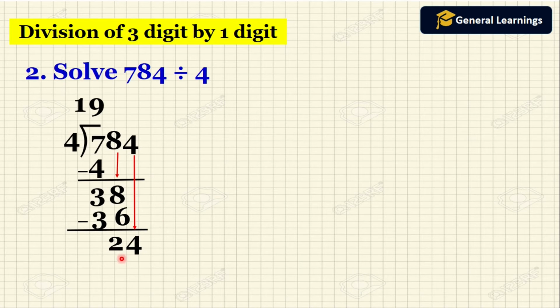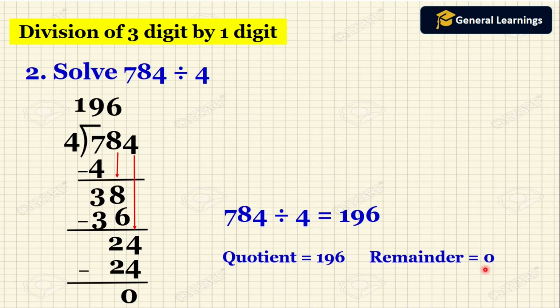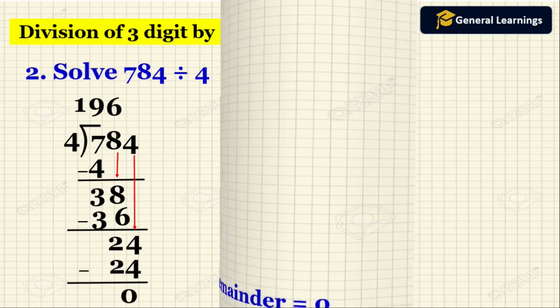Now bring down the next digit, which is 4. Now we need to divide 24 by 4. For that we need to check the table. The table tells us 4 sixes are 24. So write the 6 in the quotient and then write 24 below 24. Then draw a line, then subtract. When we subtract, we get 0. So when we divide 784 by 4, we get the answer as 196. So the quotient is 196 and we get the remainder as 0.